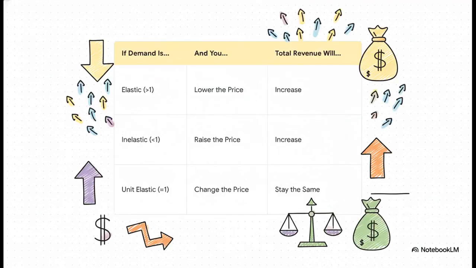And here it is, the ultimate cheat sheet for any business. If you know your customers have elastic demand, meaning they're super sensitive to price, then lowering your price will bring in so many new buyers that your total revenue will actually go up. But if their demand is inelastic, you can raise the price, you won't lose that many customers, and boom, your revenue goes up. It's pure business strategy, all based on that one little number.